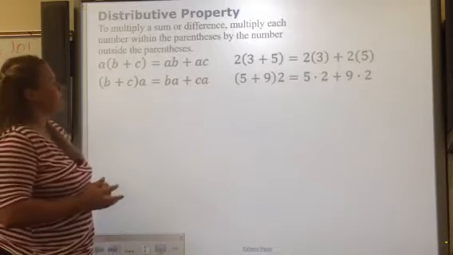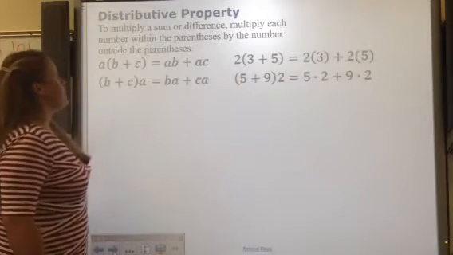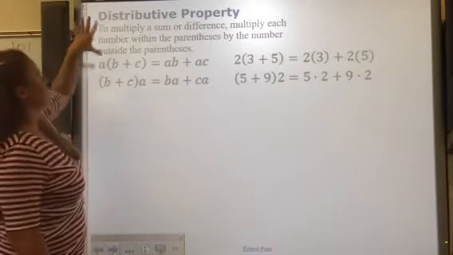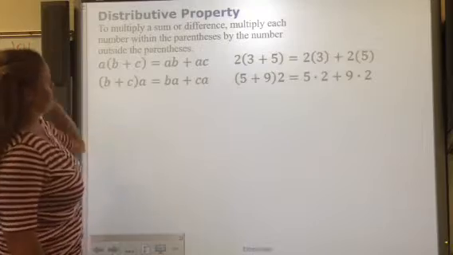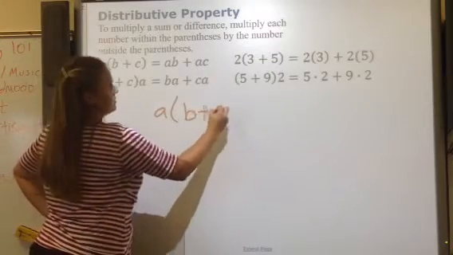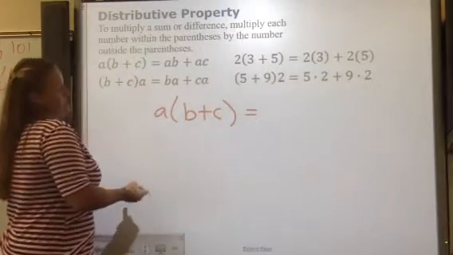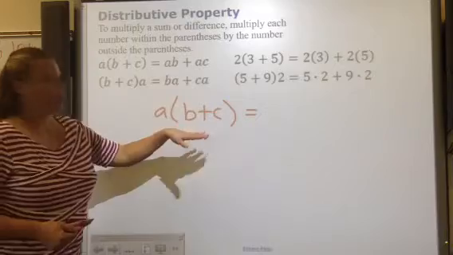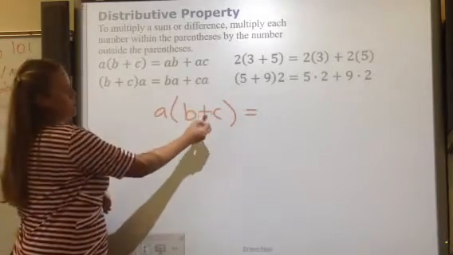To multiply a sum or difference, multiply each number within the parentheses by the number outside of the parentheses. This is what we're going to be dealing with now. So we have our first example. We have A, right so you can see it bigger, and B plus C. So what this is doing, because right now you can't distribute this, can you? Right, because you don't know what B plus C is, or variables.